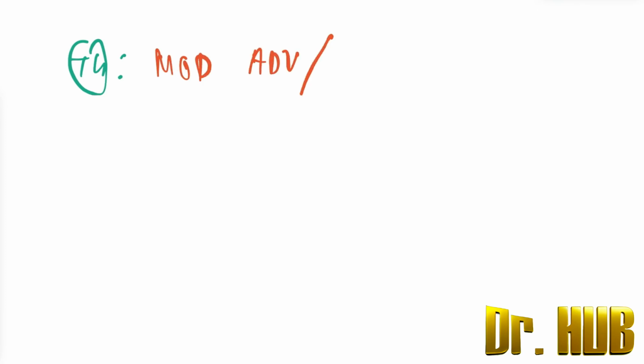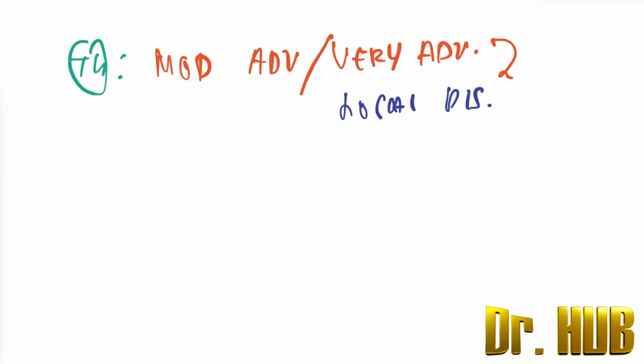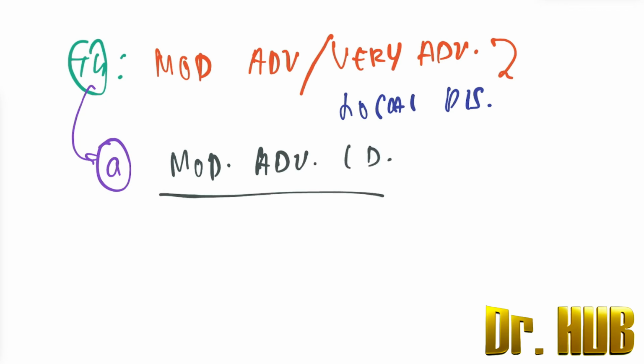Now let's look at what is special about T4. T4 means moderately advanced or very advanced local disease. Now let's look at A. T4a is moderately advanced local disease.